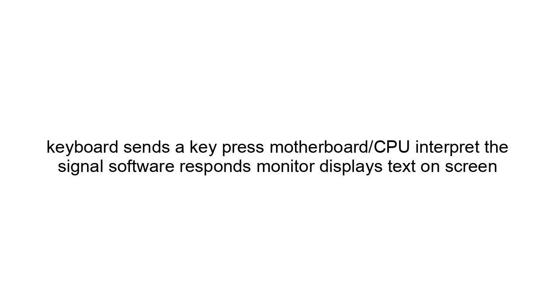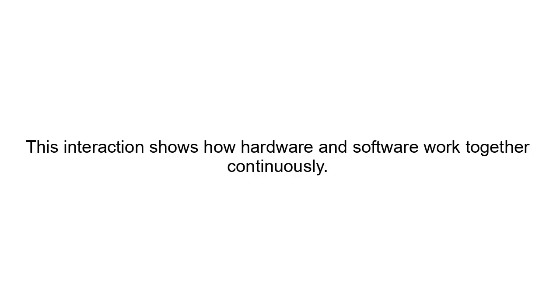For example, the keyboard sends a key press. The motherboard and CPU interpret the signal. Software responds. The monitor displays text on screen. This interaction shows how hardware and software work together continuously.